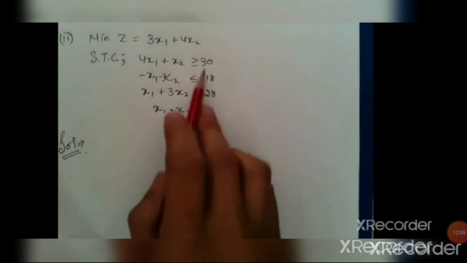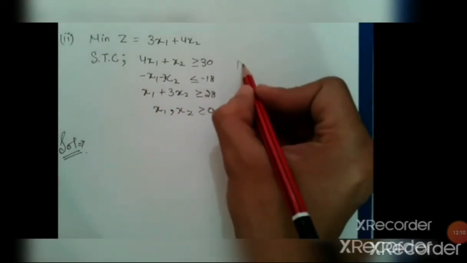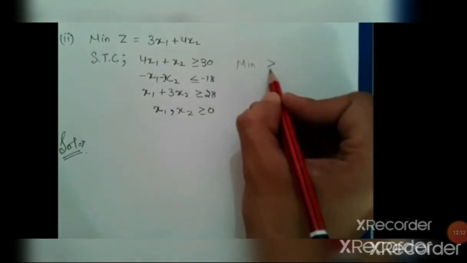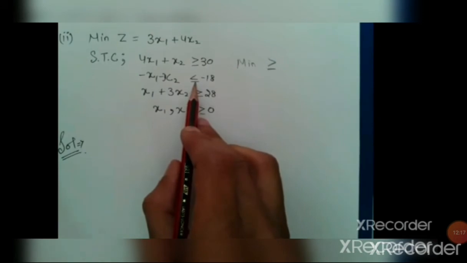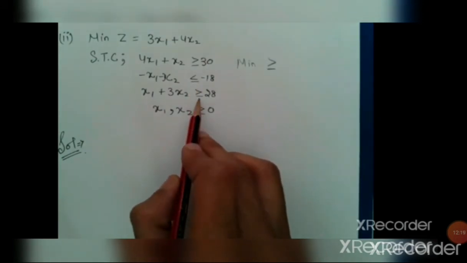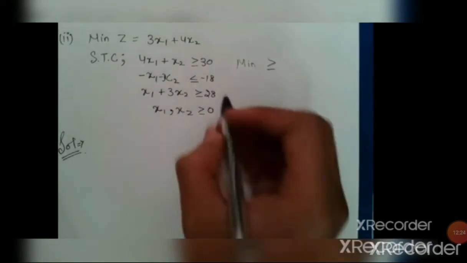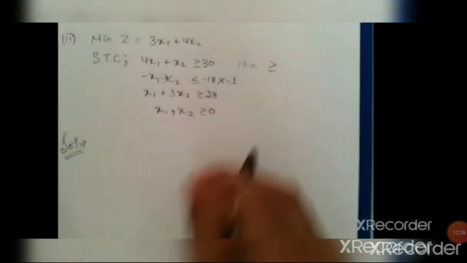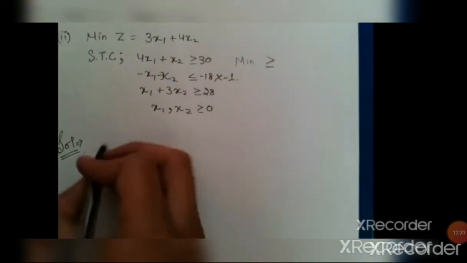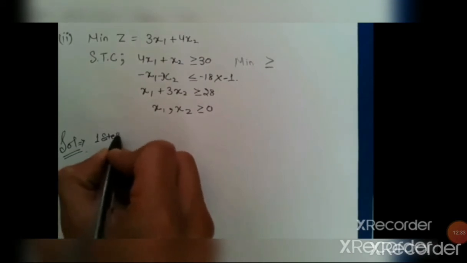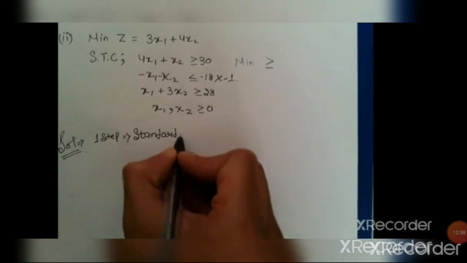So in this example, you check for minimization: the sign should be greater than or equal to. But only the first is greater than or equal to. What about the second? The third is okay, it is greater than or equal to. The second you have to change its sign. You have to multiply with -1 and write in standard format. First convert the given primal problem into standard format.